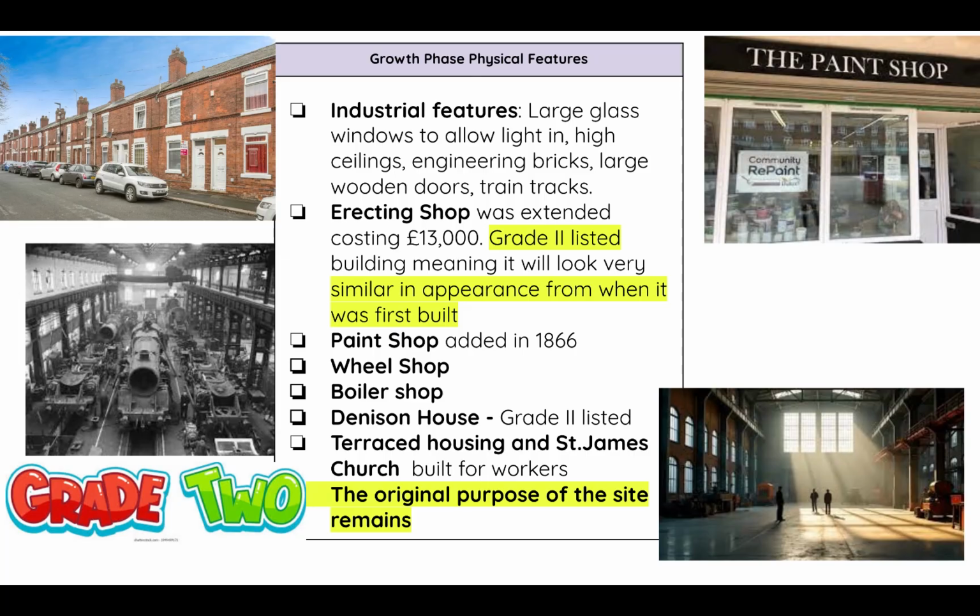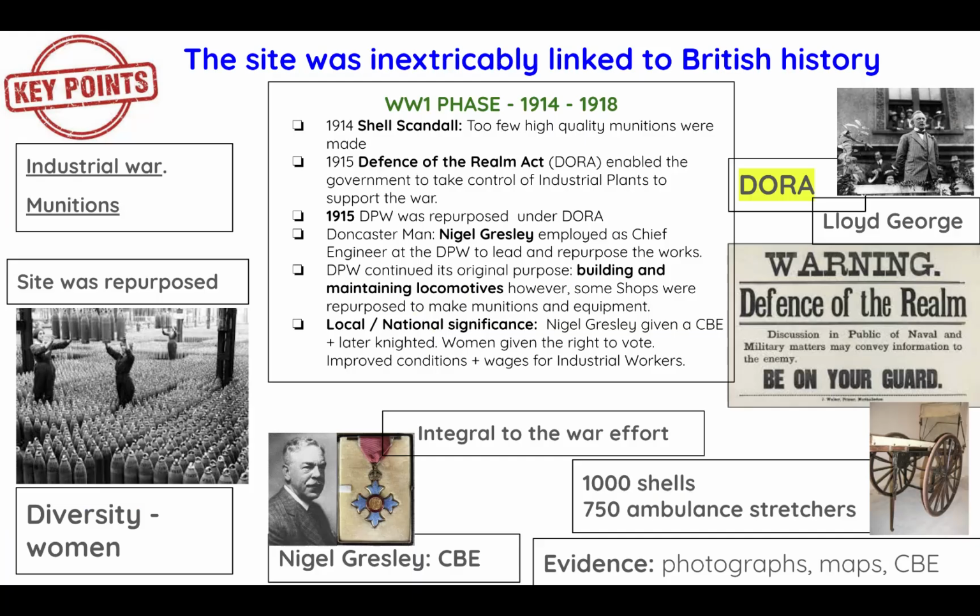In E2, we can see the large glass windows and the high ceilings that allow in natural light. We've got railway tracks running on the floor in the buildings, wide wooden doors for locomotives. So these original features have not been changed because this building is a Grade 2 listed building. Don't forget as well that the original purpose of our site still remains, which is really useful for a historian.